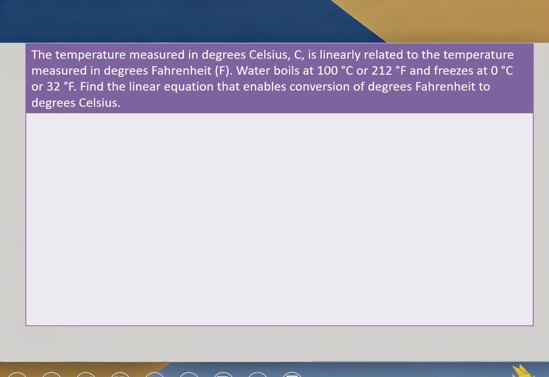The next question that we are going to look at is: the temperature measured in degrees Celsius, C, is linearly related to the temperature measured in degrees Fahrenheit. Water boils at 100 degrees or 212 Fahrenheit and freezes at 0 degrees or 32 degrees Fahrenheit. As we know, it's going to be linear between these two amounts. It does make our job easier because we've got two coordinates. So let's identify the gradient between them.